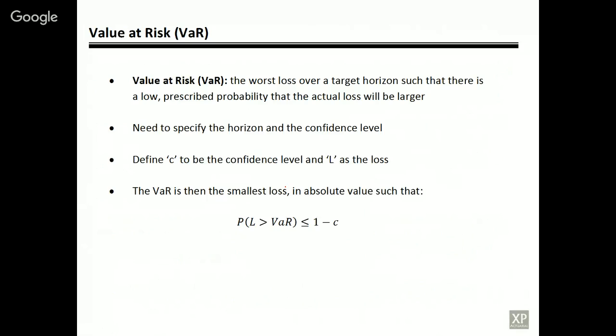We'll start with Value at Risk. Value at risk is the worst loss over a target horizon such that there is a low prescribed probability that the actual loss will be larger. Again, think back to before. It's a quantile in a loss distribution. And we need to specify the horizon. Here we're talking about time horizon and the confidence level. And the VAR is then the smallest loss such that the probability of L being greater than VAR is less than 1 minus our confidence level C.